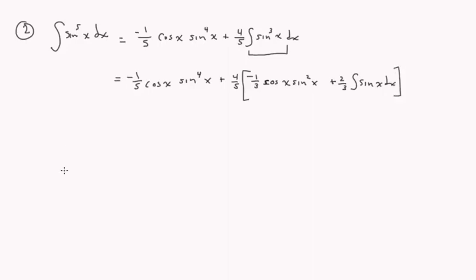Alright, so here we go. We have negative 1/5 cosine x sine to the power of 4x. Let's distribute, so this is going to be not a plus but a minus 4 over 15 cosine x sine squared x. This coefficient here is going to be plus 8 over 15, like that, and then the integral here of sine of x we know to be negative cosine x.